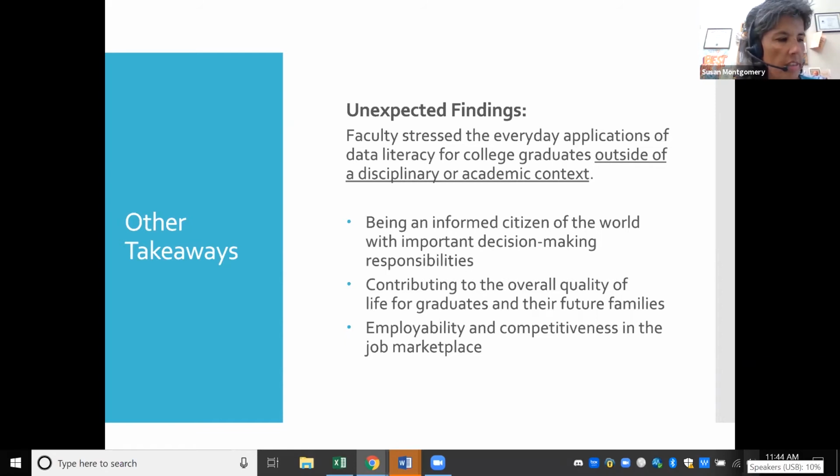We realized that many faculty emphasized in their interviews the importance of teaching data literacy beyond their discipline, outside their academic context. So there were repeated comments about the importance of data literacy as an essential skill in being an informed citizen. That the knowledge that they learned in this skill set was necessary and important for their post-college life and success. And that several faculty maintained that these data skills made them more competitive outside college when seeking employment.